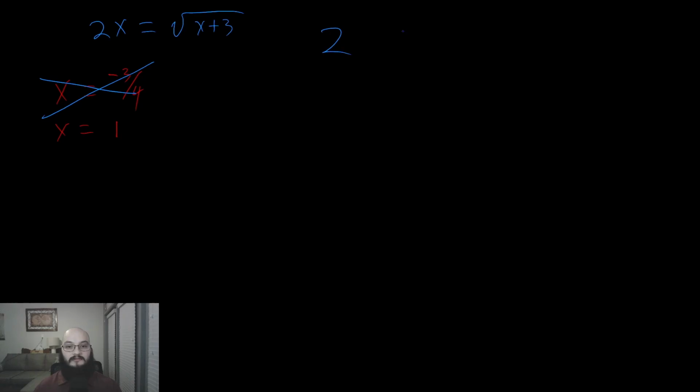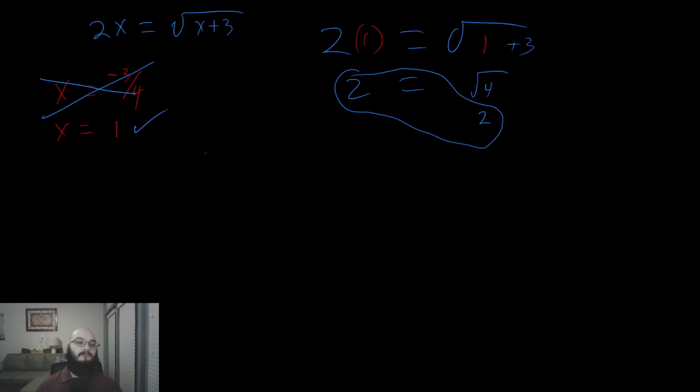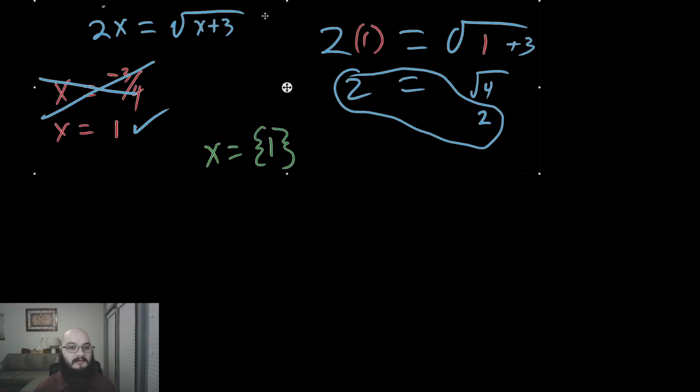So we'll have 2 equal to root x plus 3 and plug in our 1 where appropriate. We now have 2 times 1 is 2. 1 plus 3 is 4. Square root of 4 is 2. 2 is indeed equal to 2, so this solution checks out. Our final answer for this radical equation is that x is equal to 1. All right, let's move on to our next example and see if anything changes in our process.